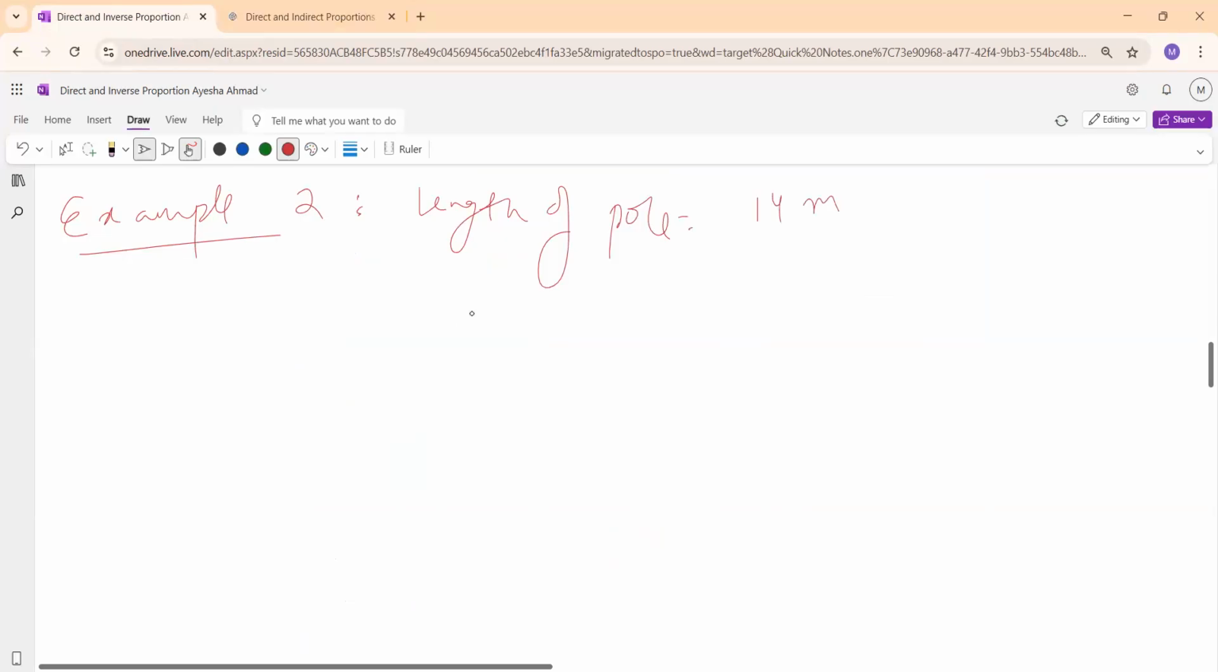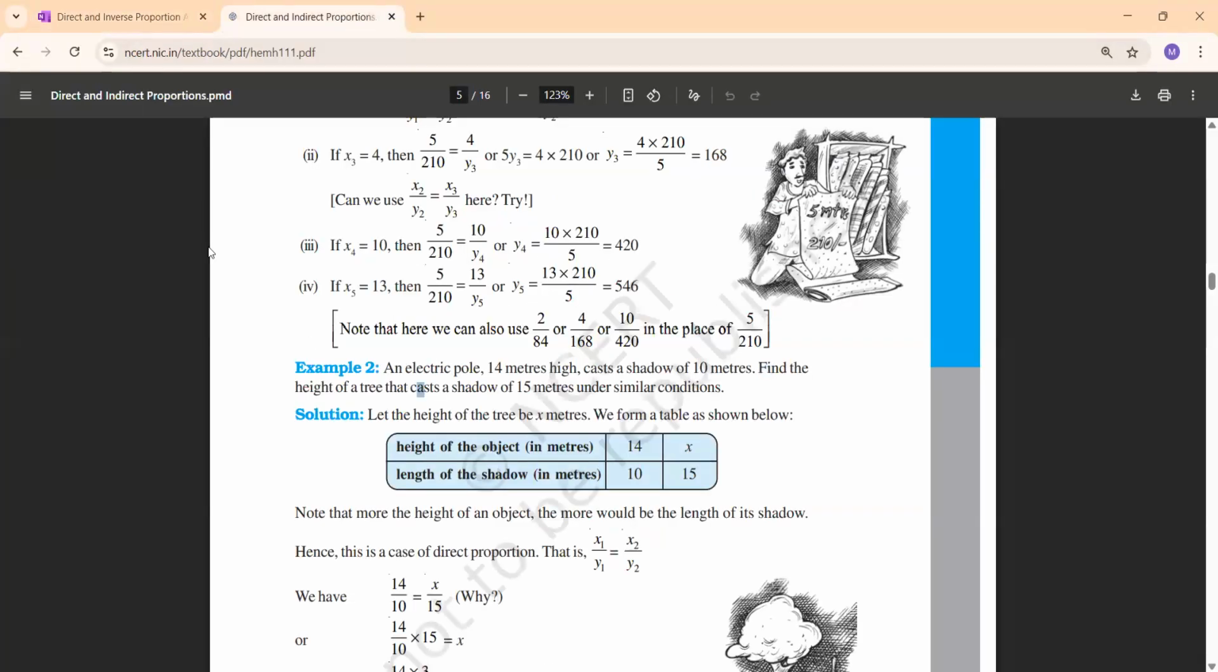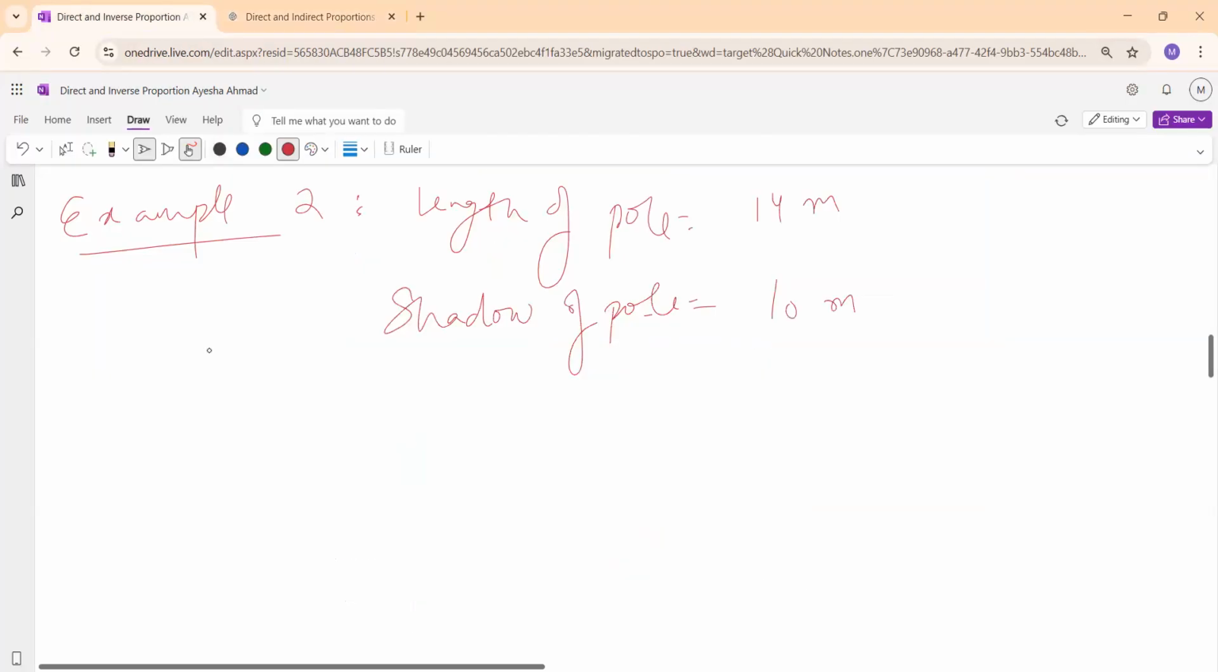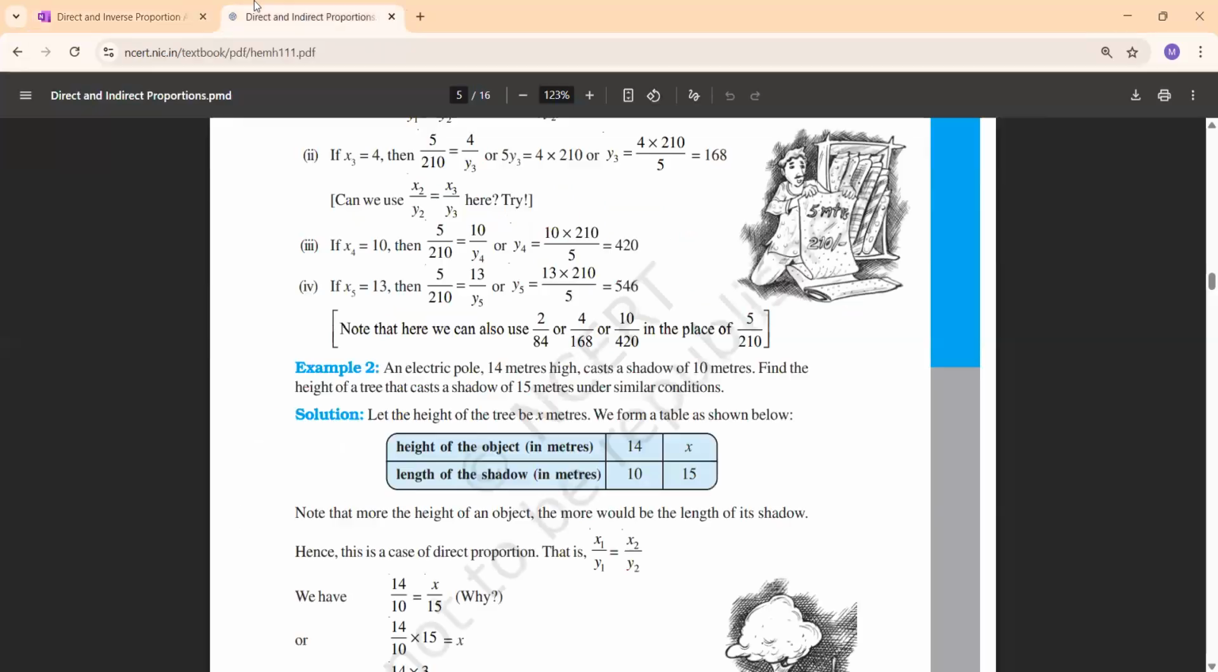Shadow of pole is 10 meters. Now they are saying find the height of the tree that casts a shadow of 15 meters. We have to find the height of tree. Shadow of tree we know, 15. Shadow of tree is given 15 meters.